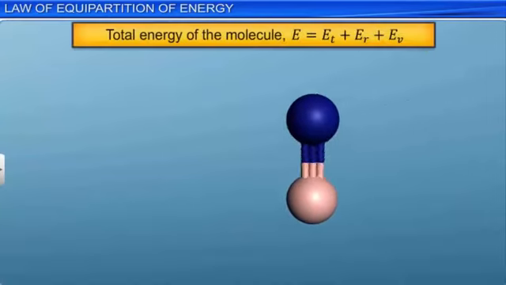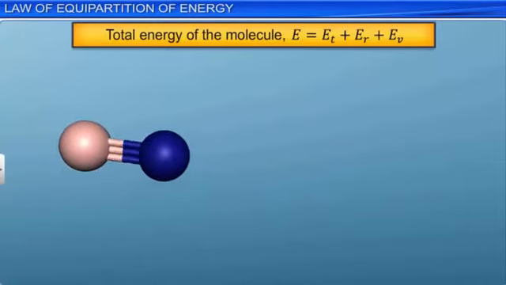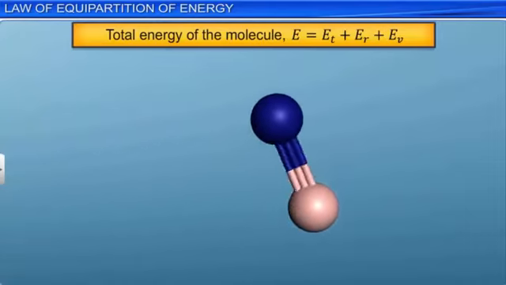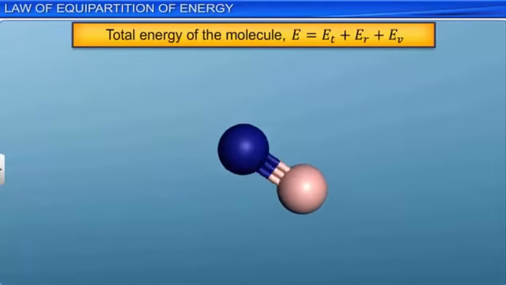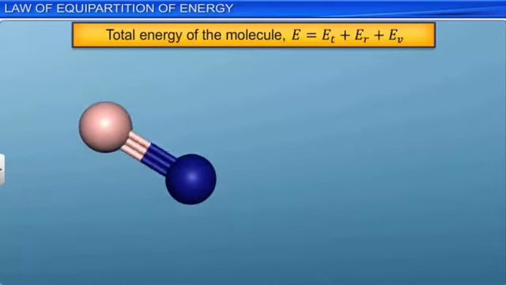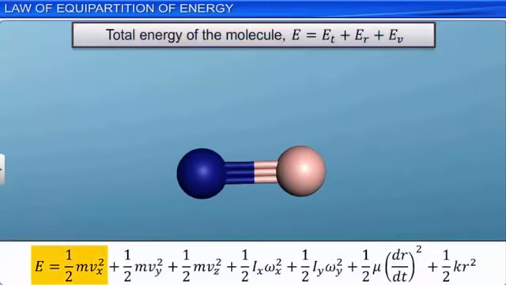The total energy of the molecules is equal to the sum of translational kinetic energy, rotational kinetic energy, and energy due to the vibration. That is, E is equal to half m vx square plus half m vy square plus half m vz square plus half Ix omega x square plus half Iy omega y square plus half mu (dr by dt) square plus half k r square. In this expression, the number of independent terms is 7.